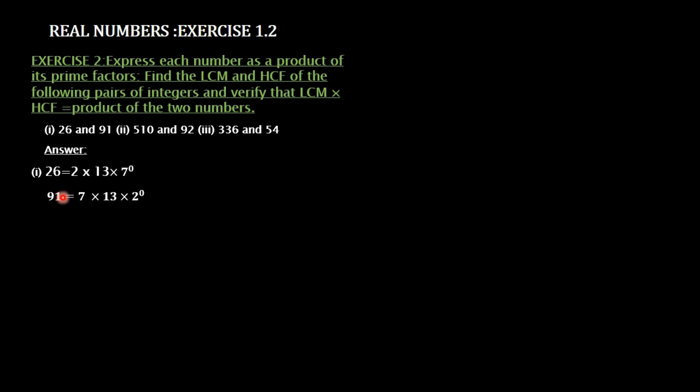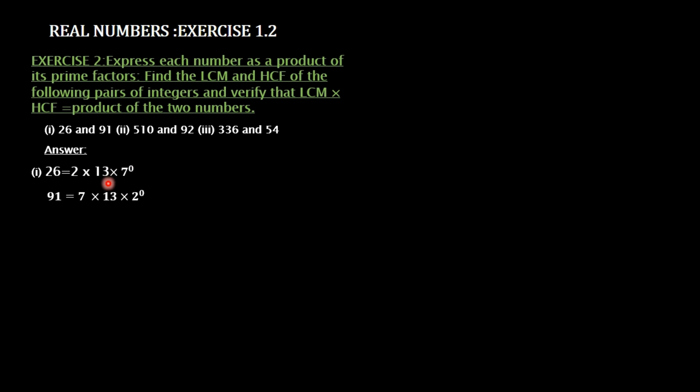Then what is the HCF among these? Least power of the common prime factors. Which is the least here? Here 2, here 7, 2 raised to 0, here 13. 13 has the power 1 in both cases, so we can take 13 here. Then 7 raised to 0. Then what is our HCF? 13 into 2 raised to 0 into 7 raised to 0.